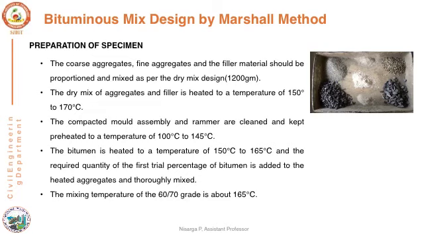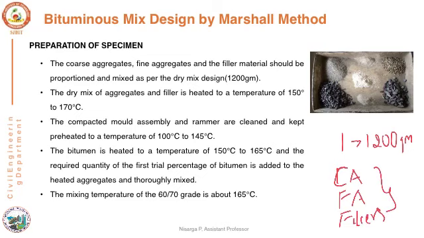To prepare one Marshall stability specimen, we require around 1200 grams of aggregates and filler material. When I talk about the aggregates, that includes coarse aggregate, fine aggregate and filler material. All together, to prepare one sample, we require 1200 grams of material.